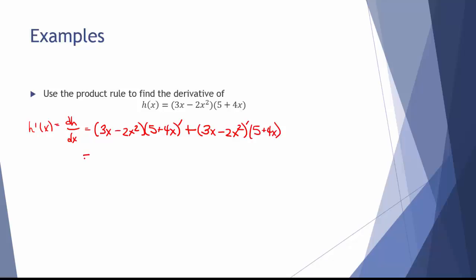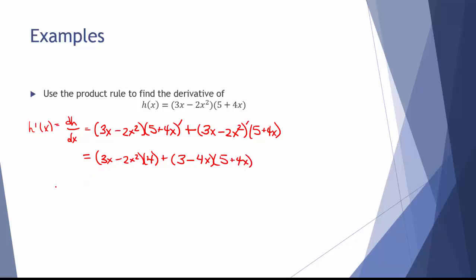So when we actually take those derivatives, what we'll get is 3x minus 2x squared. What's the derivative of 5? It's 0. What's the derivative of 4x? It's 4. Plus, we then need the derivative of 3x minus 2x squared. The derivative of 3x is 3. The derivative of 2x squared is 4x, so minus 4x, times the second function, 5 plus 4x.